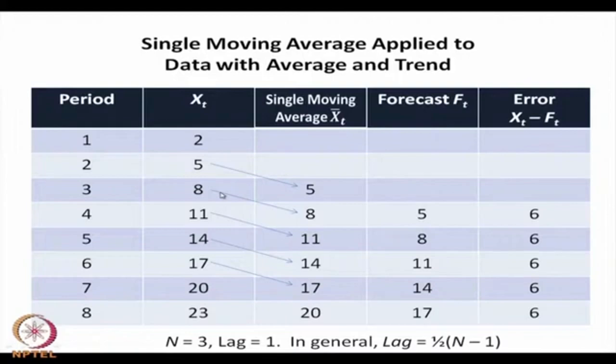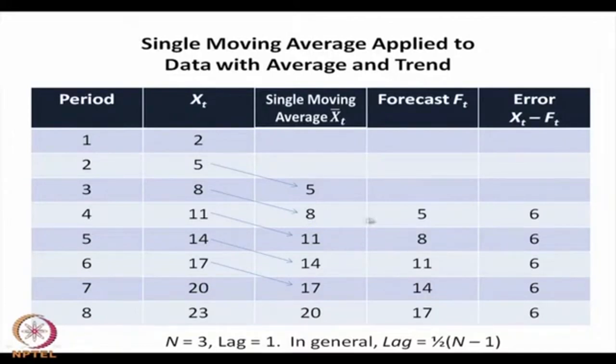current value. So, we can say that if n is equal to 3, that is the moving average period, the lag is 1. This 5 comes here after one time period, 8 comes here after one time period. So, in general, this lag is equal to n minus 1 by 2. N in this case is 3, minus 1 is 2, 2 by 2 is 1. So, one time period lag.